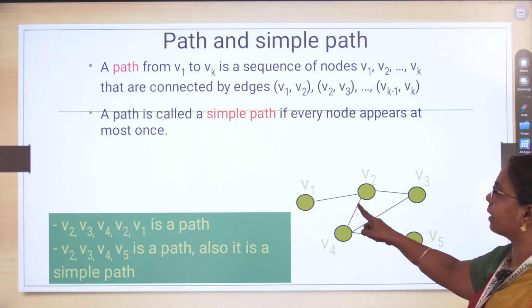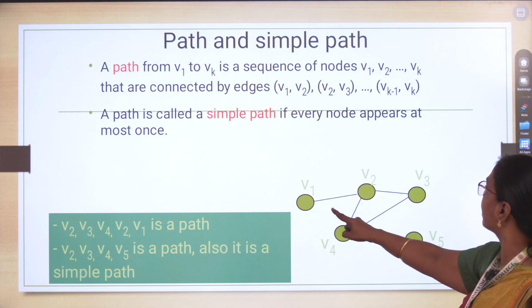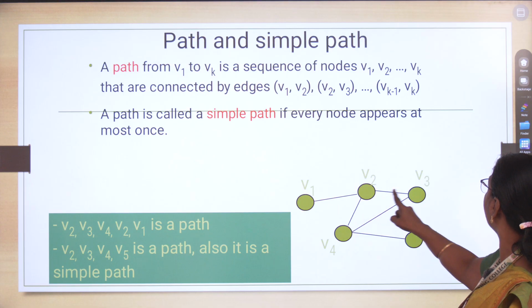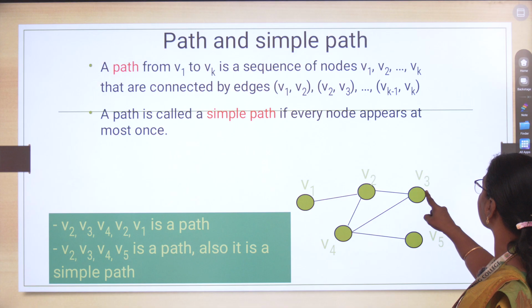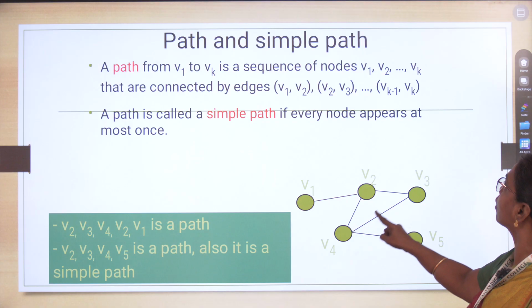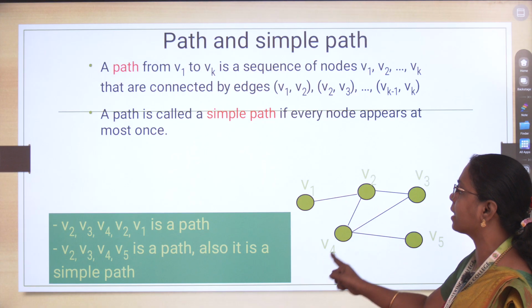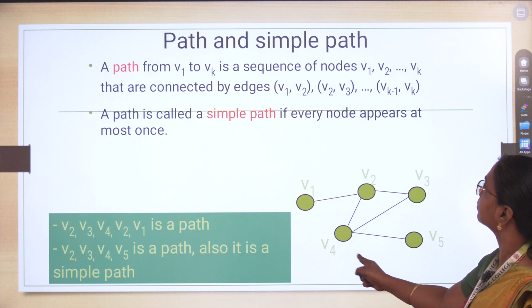A path is a simple sequence where the nodes and the edges are connected. So here V1 and V2 are connected, V2 and V3 are connected, and V3 and V4. Similarly, we can make a simple path and connect all the pairs of edges and nodes. So let us say it is a simple path.